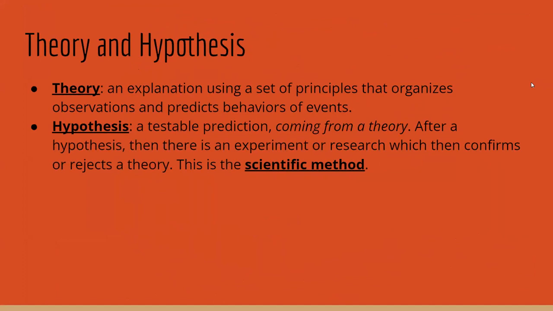Well, first, let's talk about theory and hypothesis. A theory is an explanation using a set of principles that organizes observations and predicts the behaviors of events. So pretty much it's just something that someone thinks, but it is useless without a hypothesis, which is a testable prediction, and it comes from a theory. After a hypothesis, there is an experiment or research that confirms or rejects the theory. This is the scientific method. So hopefully you've already learned about that before, but that's review.